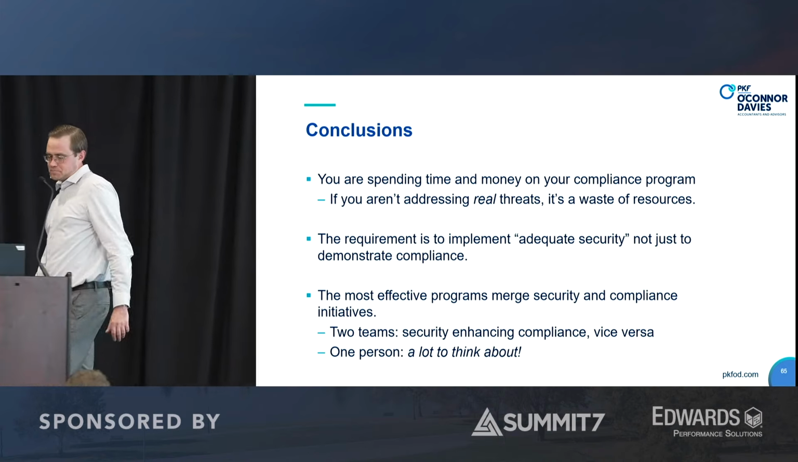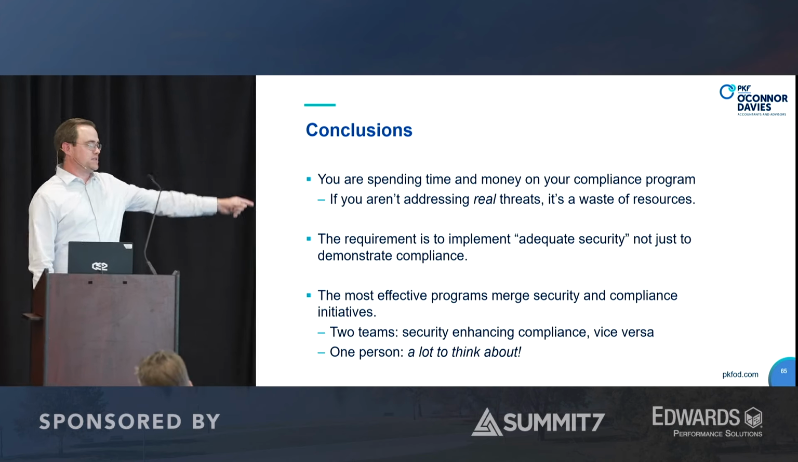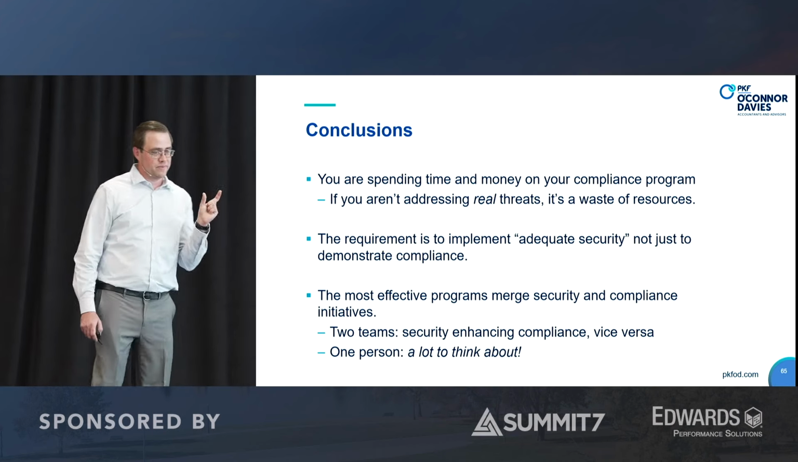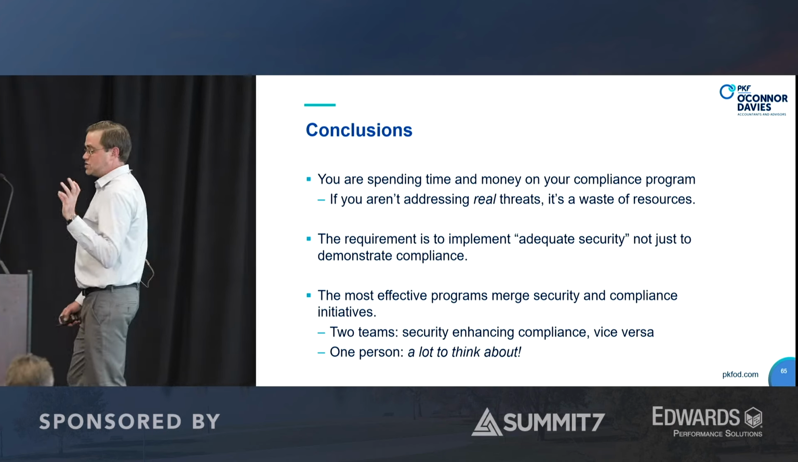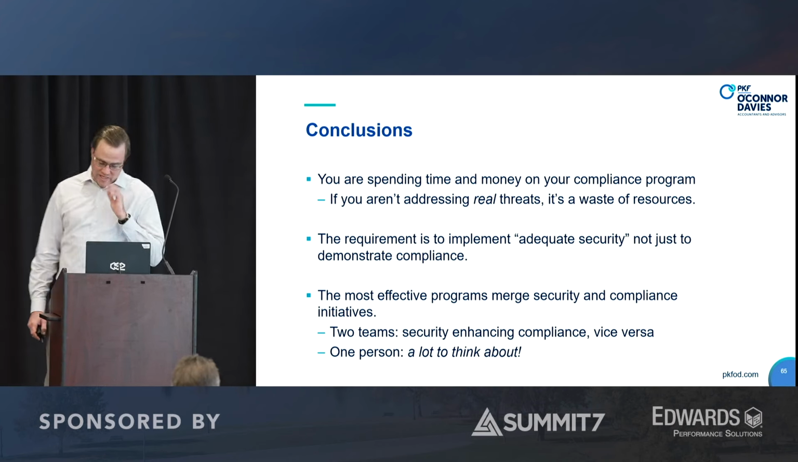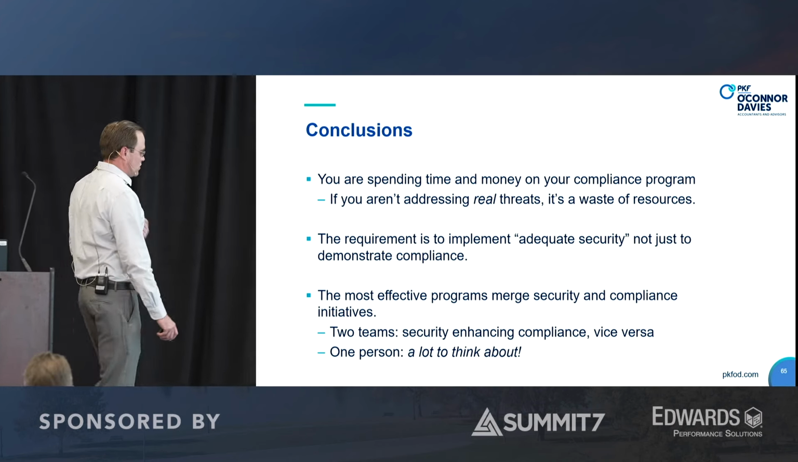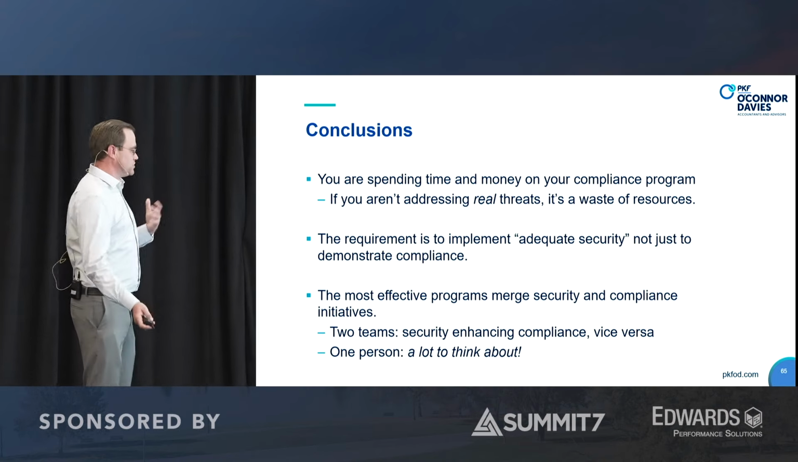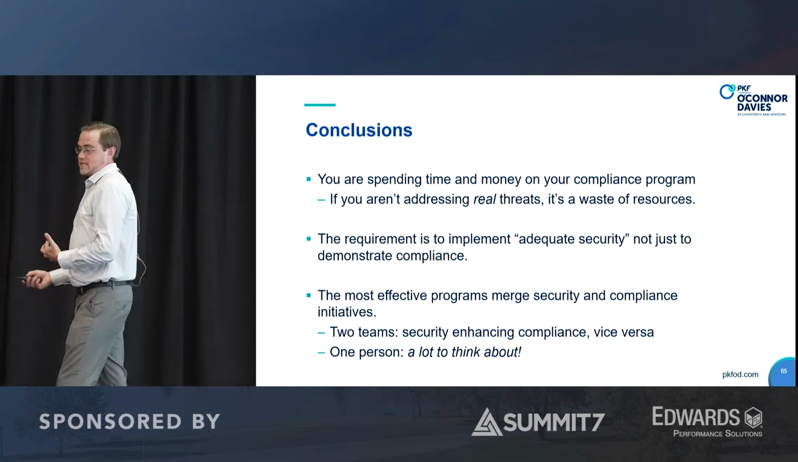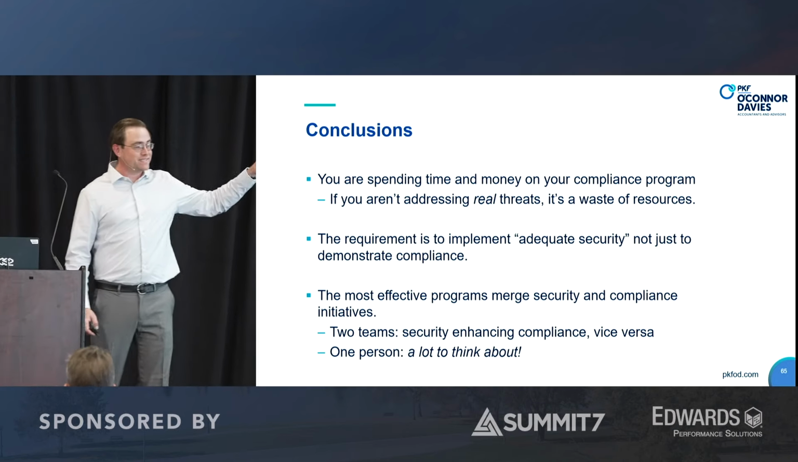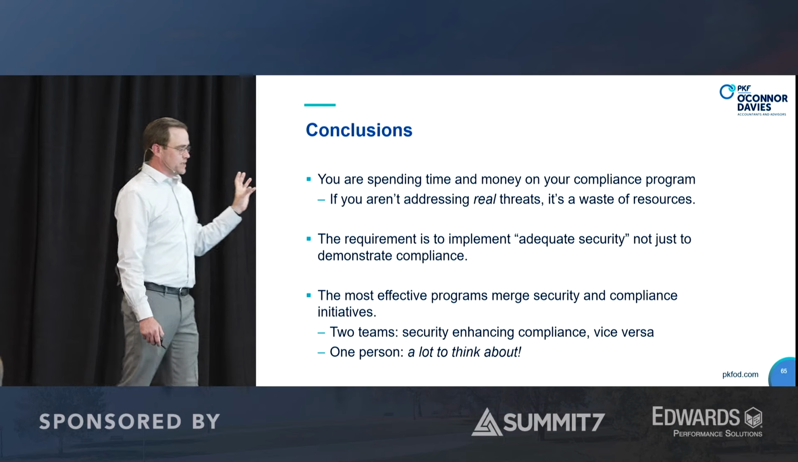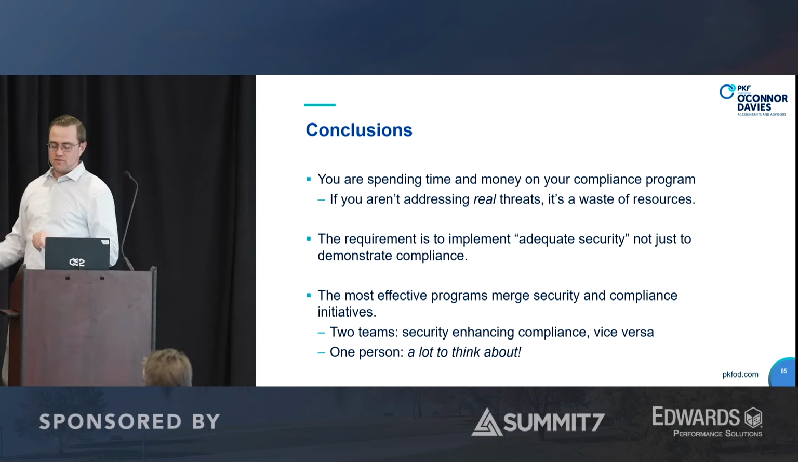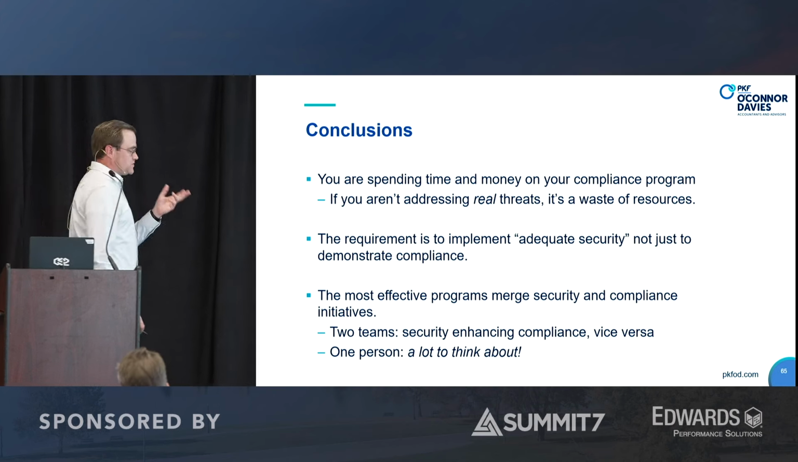We should go back all the way to the DFARS rule and remember that the first thing that pops up is that we need to implement adequate security, not just demonstrate compliance. And the most effective programs that we've seen are the ones that actually merge security and compliance together. If you have two different teams that are doing those things, if your security team is going to go turn off IPv6, they're enhancing your implementation of the configuration management controls. If you don't know about that, then you can't document it. You won't get credit for it from a compliance perspective, and vice versa.